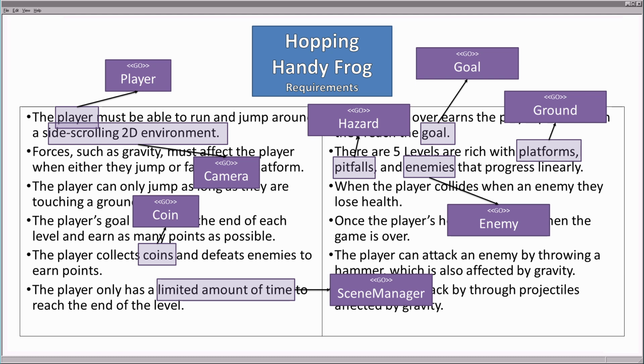We also notice another game object called camera, which is associated with side-scrolling 2D environments. In order to simulate the character moving around an environment, we can have the camera game object follow the player around. Using a camera to follow a player is a very common way to draw a scene.